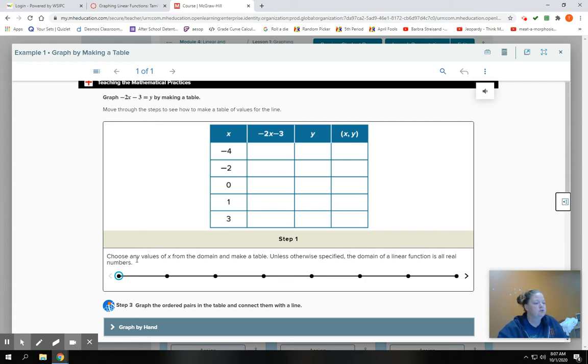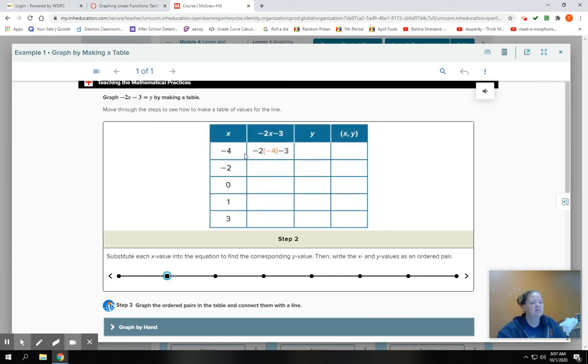So your first step is to choose any values of x from the domain and make a table. Unless otherwise specified, the domain of a linear function is all real numbers. So what they've done here is they've picked negative 4, negative 2, 0, 1, and 3 because it kind of spaces them out so you can get a good idea of what the graph is going to look like.